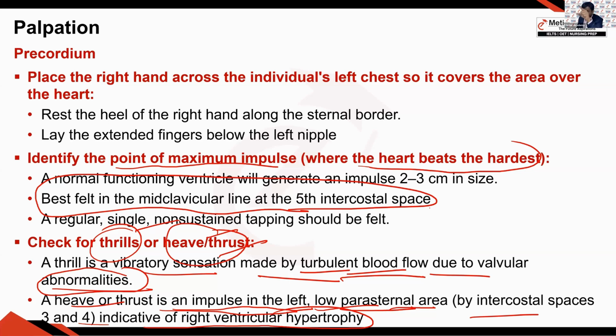Here is a sudden spike impulse in the low sternal area, a sudden impulse in the low sternal area, which is palpated below the third and fourth intercostal space. That indicates right ventricle hypertrophy.